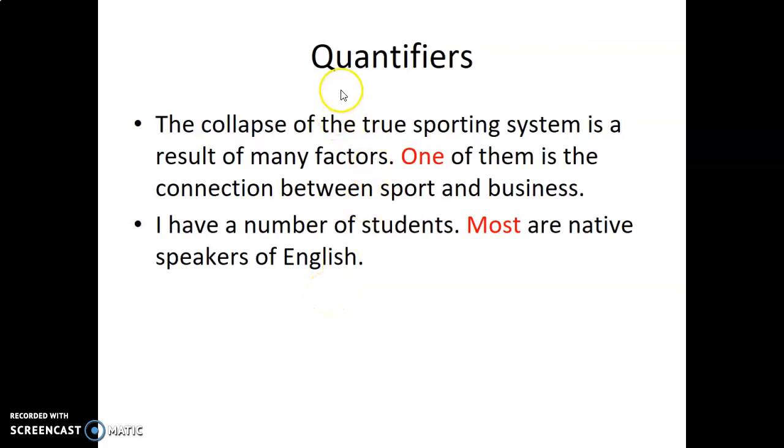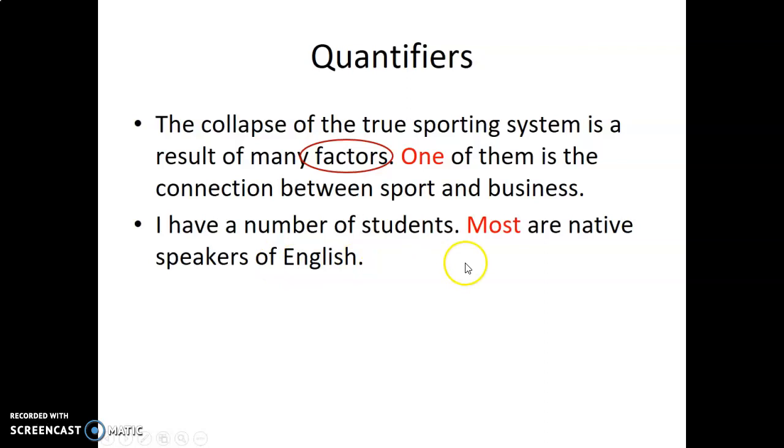Quantifiers are words that describe the quantity and amount of a given noun. So look at this one. The collapse of the true sporting system is a result of many factors. One of them is the connection between sport and business. So "one" refers to factors here. One of the factors. I have a number of students.